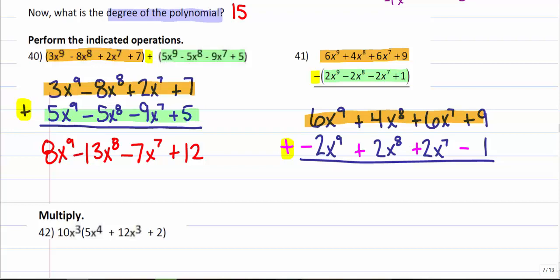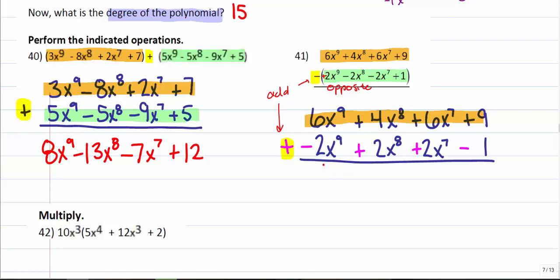And subtracting means to add the opposite. So literally add the opposite. Well, notice in here that was positive 2, then negative 2, then negative 2, then positive 1. And you'll notice down here I just did the opposite signs.